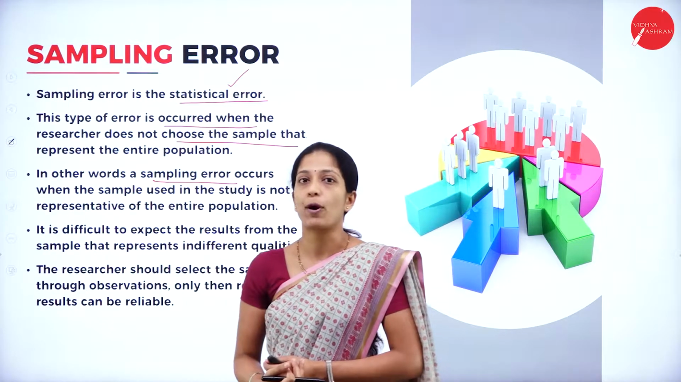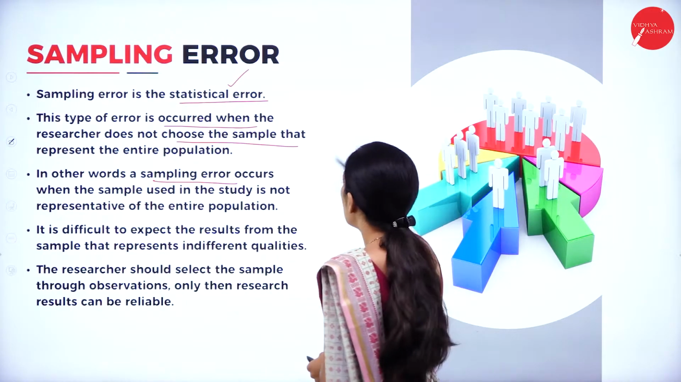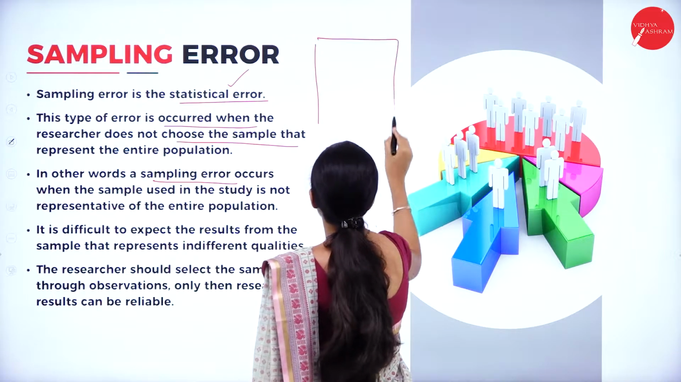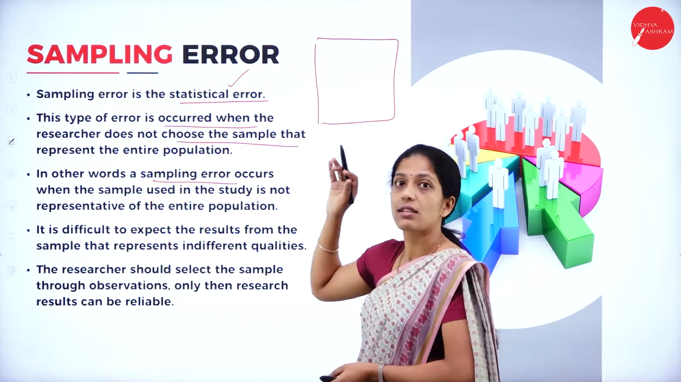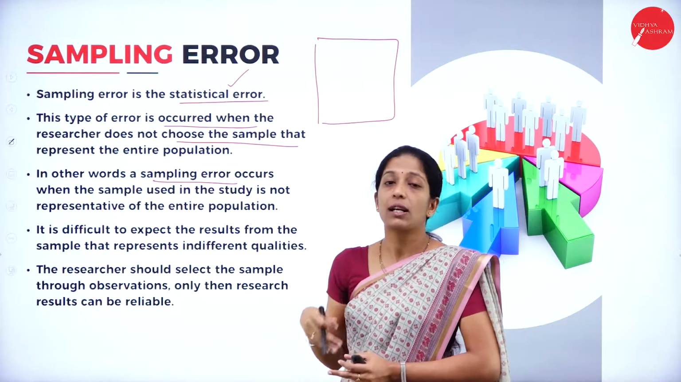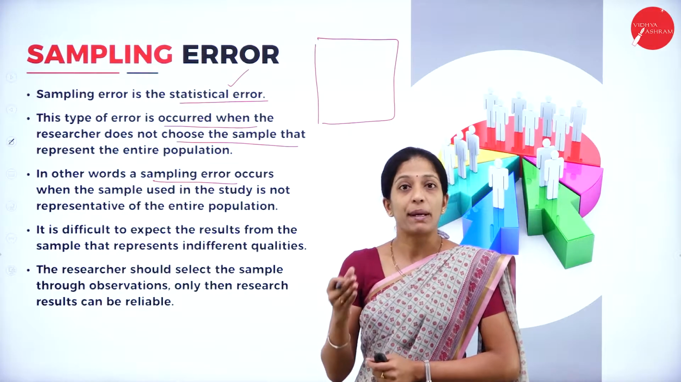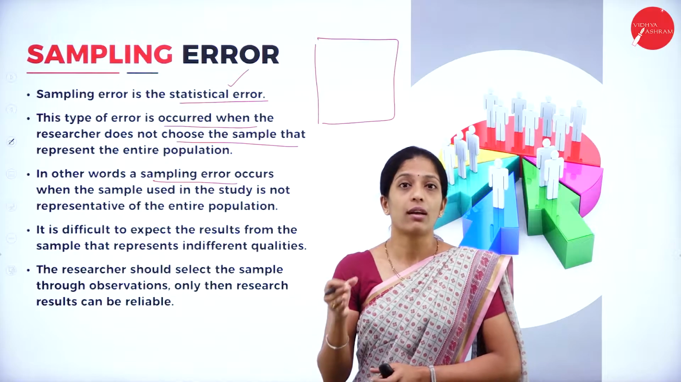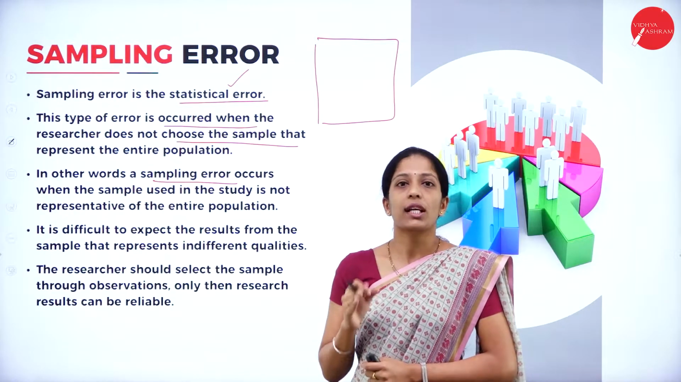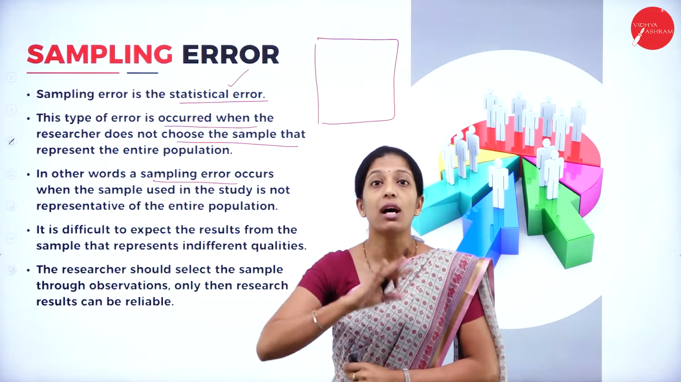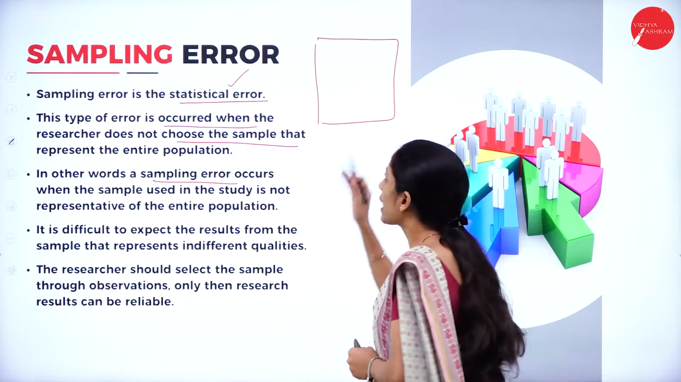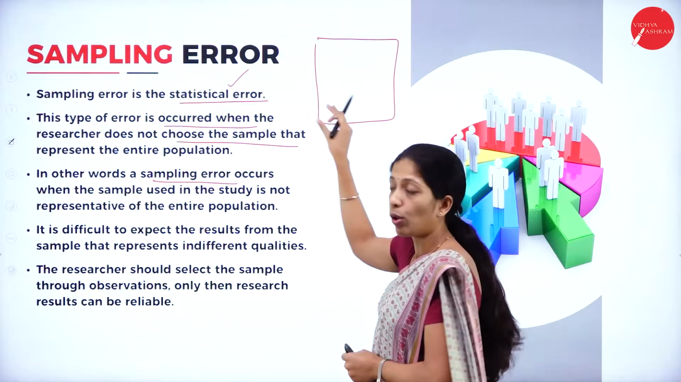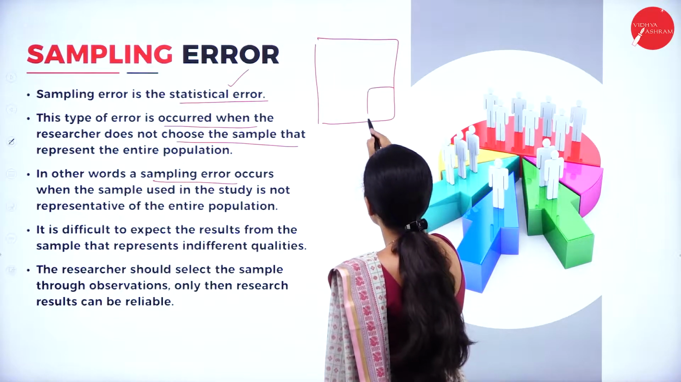So in other words, a sampling error occurs when the sample used in the study is not representative of the entire population. I have told you, now suppose this is a whole population. Here the researcher can't collect the information. It may be due to several reasons, such as time constraints or the amount of money he has. So he can't collect the information from the whole population. In that situation, what he does is take some individuals from the whole population and create a sample.